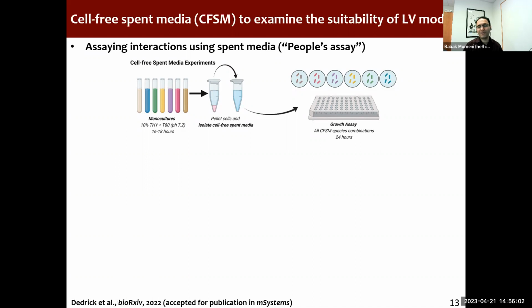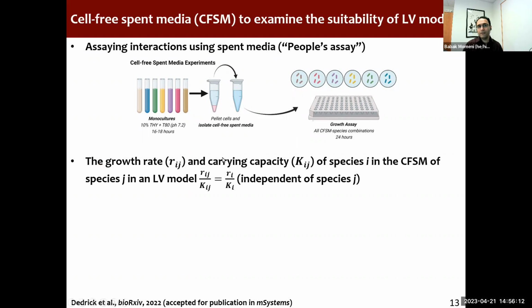It doesn't require fluorescent labeling or any particular manipulation. As long as you can culture the strains, you can run these assays. When you run these assays, what we get out of the CFSM assay is the growth rate and carrying capacities of species growing in supernatant of other species.